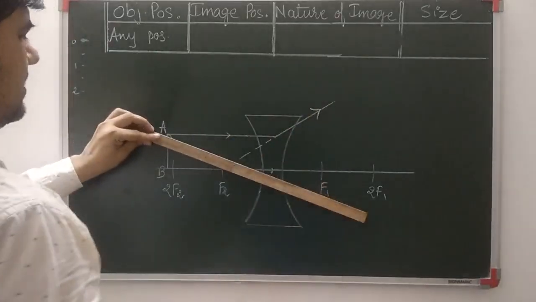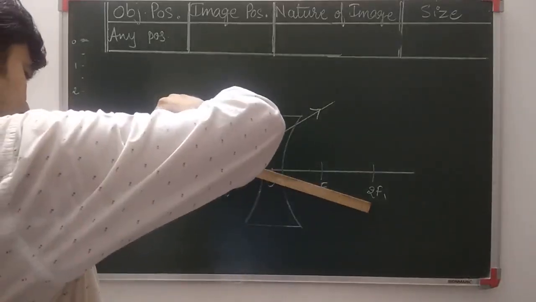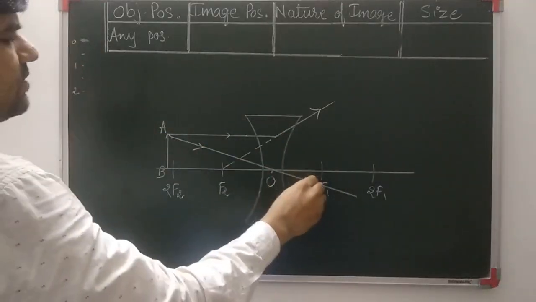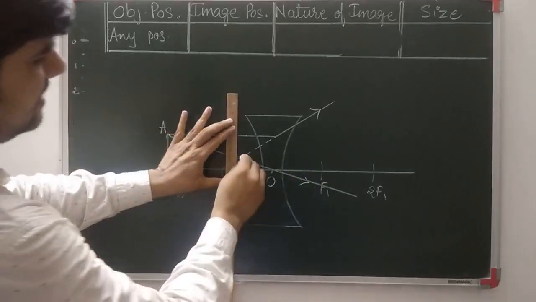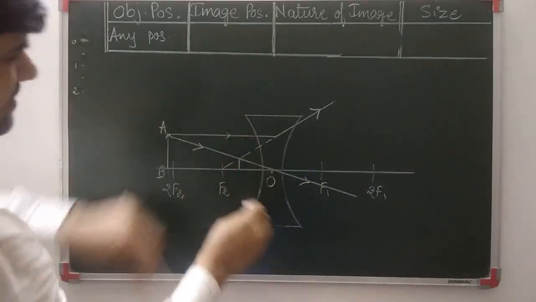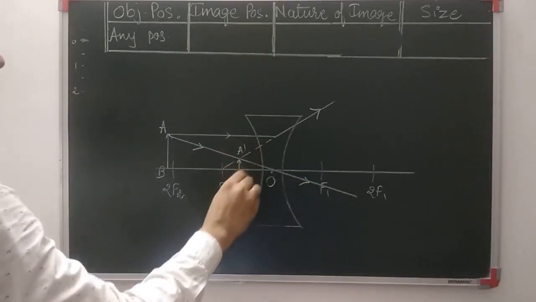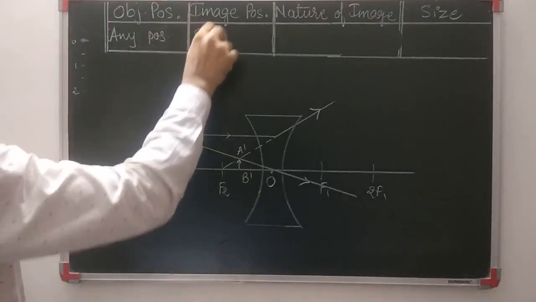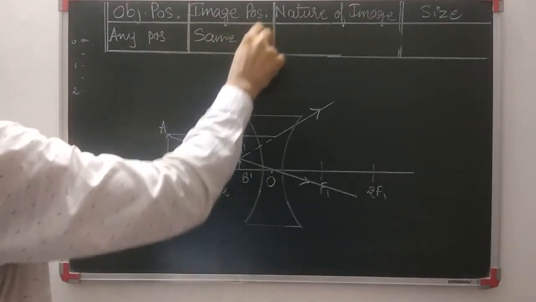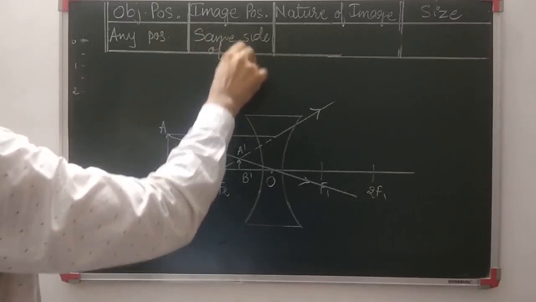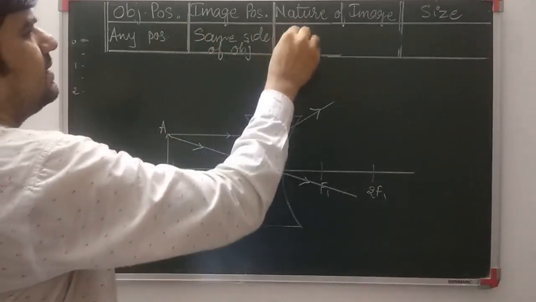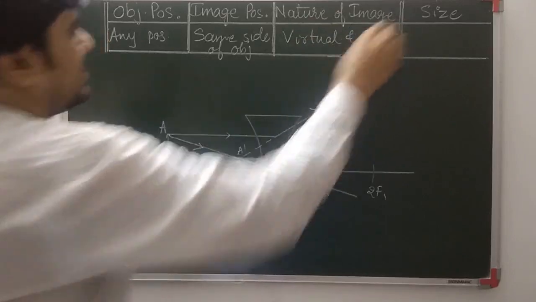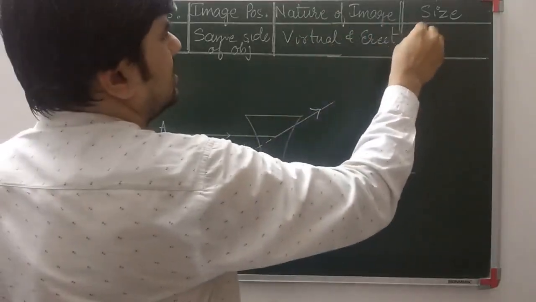Second, if the incident ray is passing through the focus, there won't be any kind of refraction, and we can see that this is where the image is obtained. Let us name it A dash B dash. The image is obtained on the same side of the object. Nature: again we can see it is virtual and erect. And look at the size of the image. It is smaller, or we can say diminished.